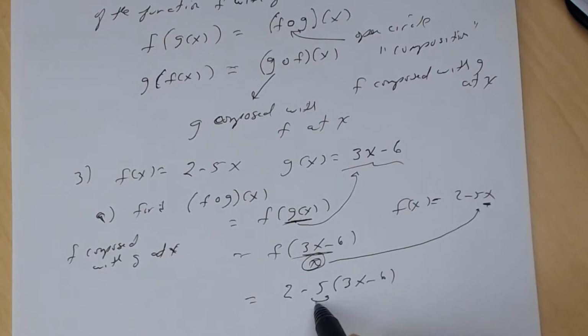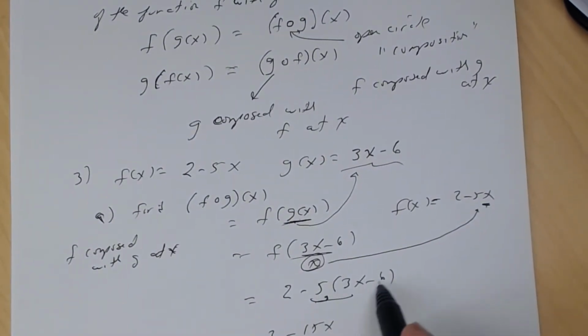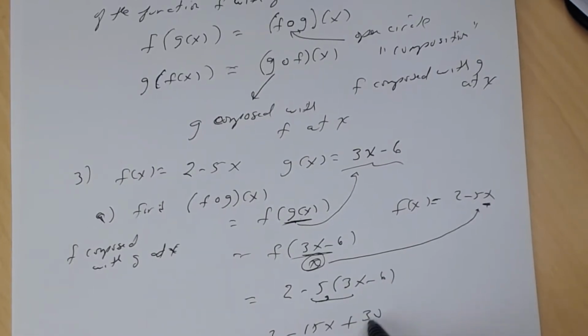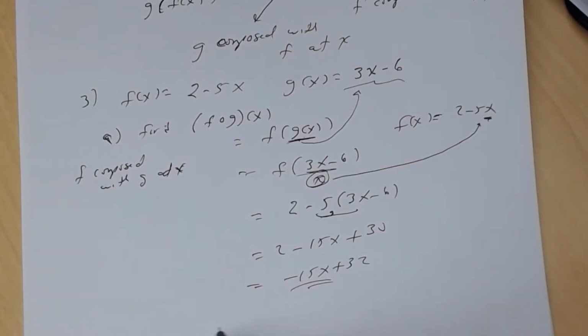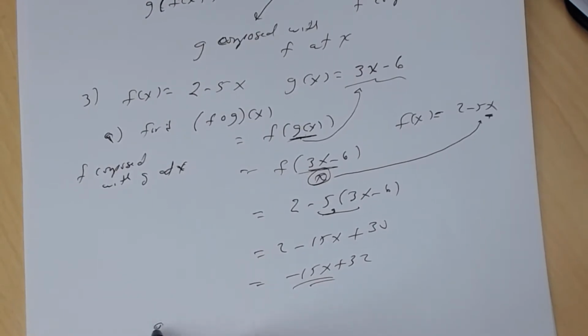But now you got to distribute, though. So when I distribute, I get 2 minus 15x, and then negative 5 times negative 6 is positive 30. So you get negative 15x plus 32. And so that is f composed with g at x equals negative 15x plus 32.